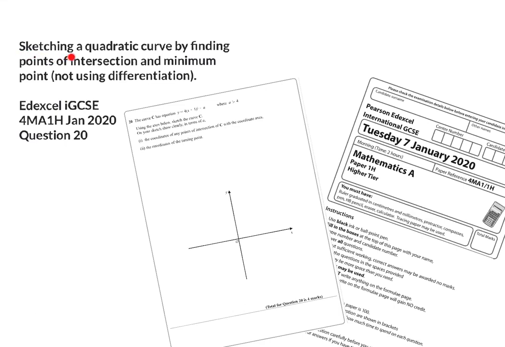This question involves sketching a quadratic curve by finding the points of intersection with the axes and the minimum point, but not using the method of differentiation. This is question number 20 from the January 2020 iGCSE paper. Let's have a look.